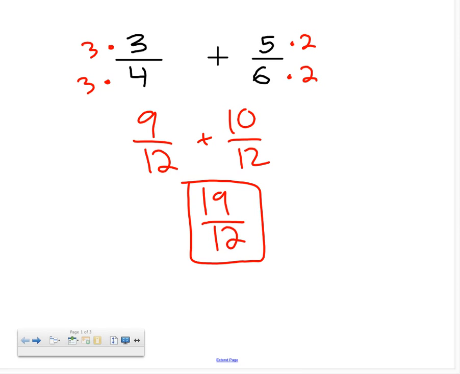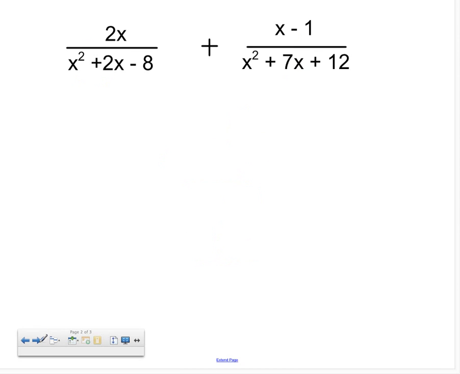The way we add and subtract rational expressions is going to be very similar. So let's take a look at one here. So I have these two rational expressions. I want to put them together. So I need to get their bottom numbers, or the bottom expressions in this case, to be the same. One's x squared plus 2x minus 8. One's x squared plus 7x plus 12. I need to get them to be equal.